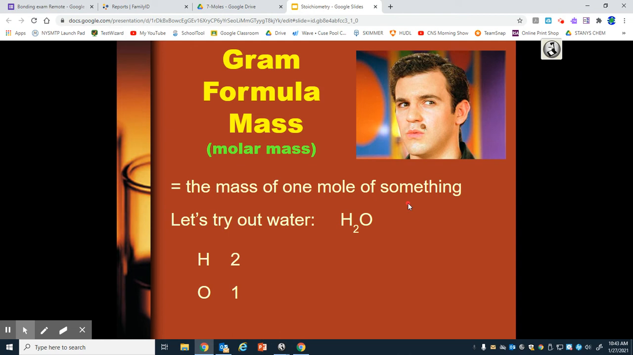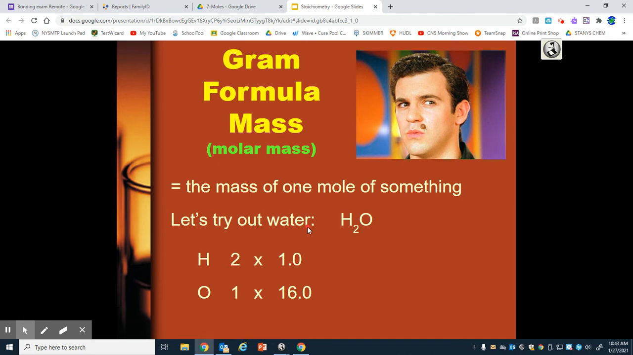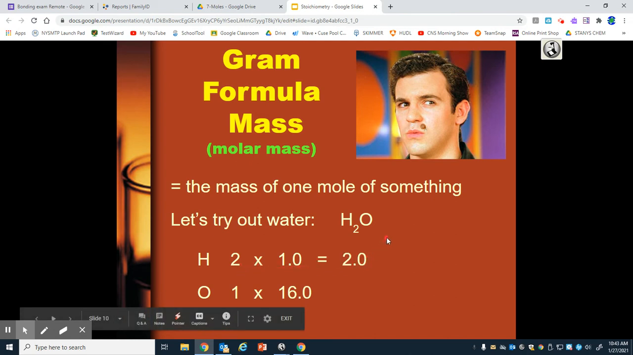Hydrogen's mass, rounded to the tenth, is 1.0. Notice I put this times this, and we'll talk about that in a second. Oxygen's mass on the periodic table is 16.0. To get the GFM of water, we have to perform this math. So we got 2 times 1, which is 2, and 1 times 16 is 16. To get the GFM of water, now we add this up. It's 18 grams per mole.